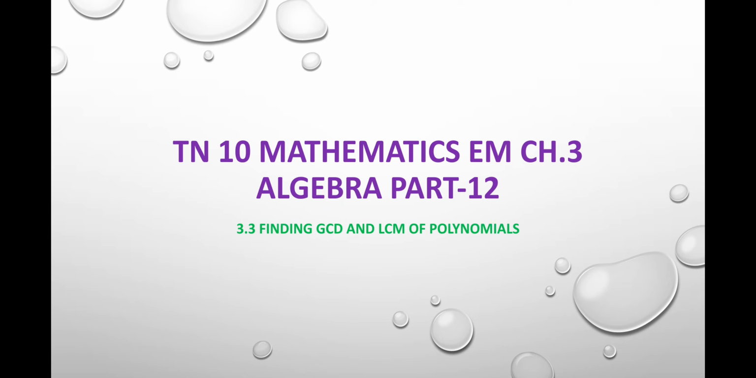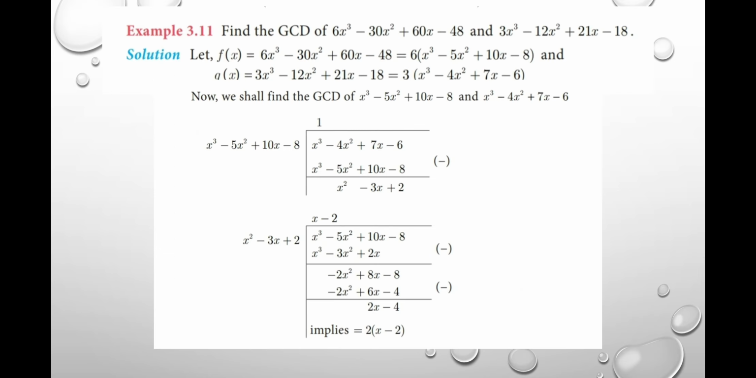3.3 Finding GCD and LCM of polynomials. Already we saw one problem. In this class, let us continue with the example 3.11. Example 3.11. Find the GCD of 6x cube minus 30x square plus 60x minus 48 and 3x cube minus 12x square plus 21x minus 18.